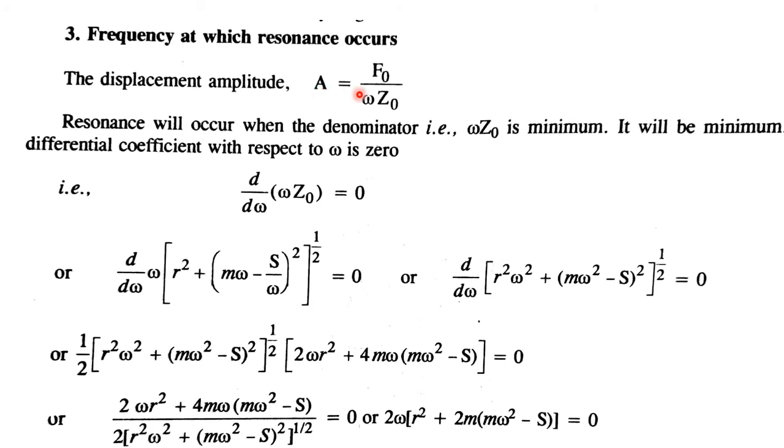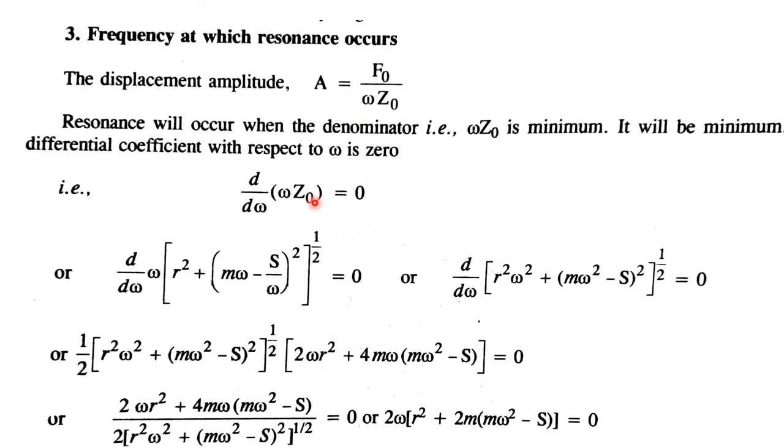displacement amplitude is given as A equal to F naught upon omega Z naught. This amplitude will be maximum when the denominator is minimum. This is so natural. When the denominator is minimum, the differential coefficient of this denominator is equal to zero. This is what we have done in our previous topics: when we get some maximum value, the differential coefficient basically goes to zero. Let us calculate that.